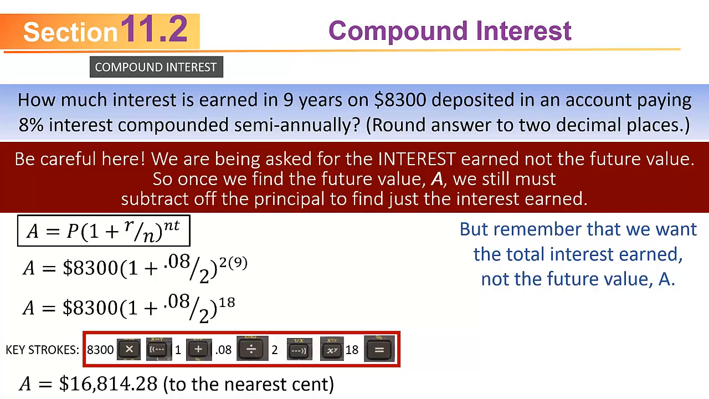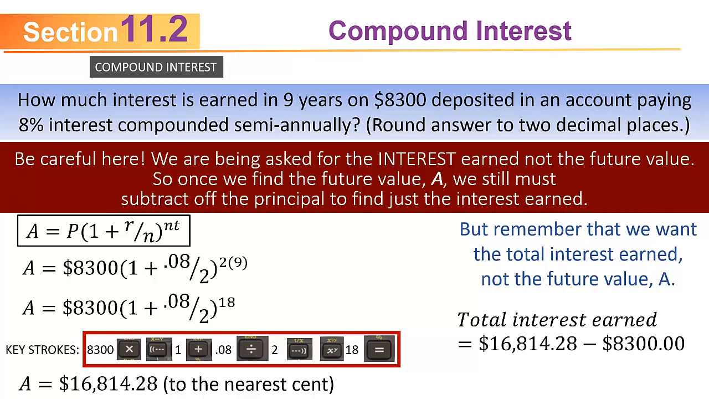Always think about that when you finish a calculation. And again, we weren't asked for A. A is the amount in the account. The problem asked for the interest. So all you got to do is figure that you took $8,300 and turned it into $16,814.28. So the amount of interest you earned is actually the difference between those two numbers. Had they asked for the amount in the account or the future value, the answer would have been $16,814.28. But because they only asked for the interest earned, you have to subtract off the principal. So the answer would be $8,514.28.